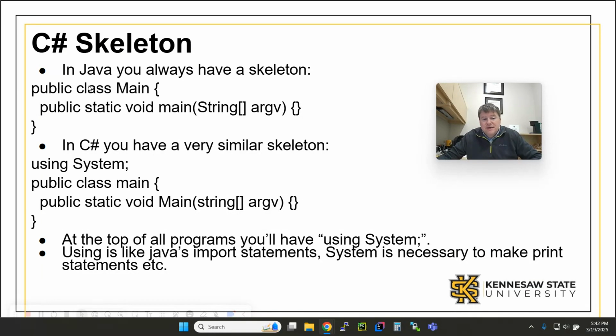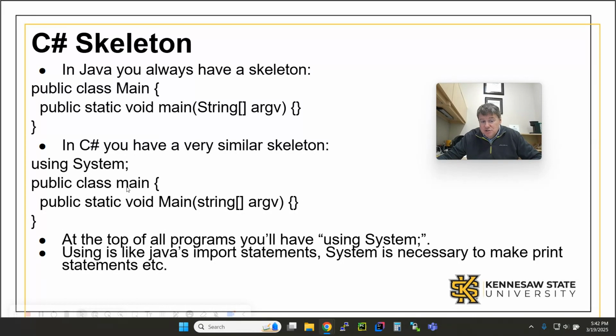So, to start off with, at the very beginning of this course, when you started in CSE 1322, we showed you that all code in Java has a skeleton. And we mentioned that there's always a public class, you can call it whatever you want, and then inside it there has to be a public static void main, and that's where you begin your code. Well, in C Sharp, there's a very similar skeleton. It's going to be public class main.